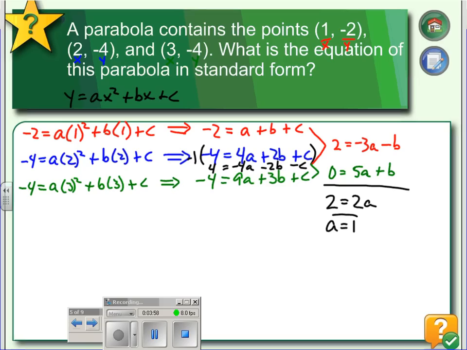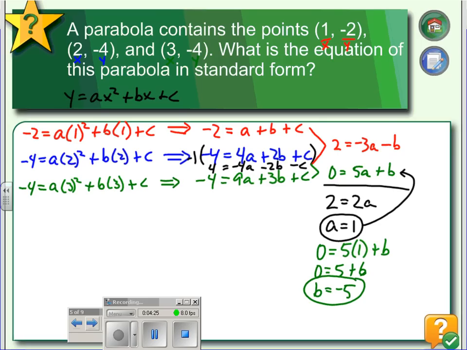Now we're going to take this a value and plug it back in. We could plug it into either one of these two equations, but I'm going to plug it into the second one and calculate for b. So I have 0 = 5 times 1 + b. So 0 = 5 + b. And subtracting 5, we get b = -5.